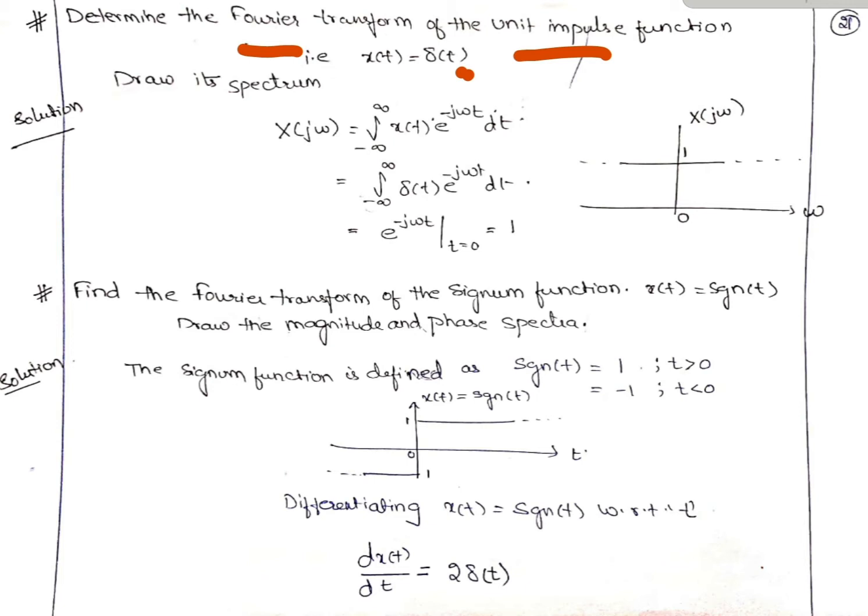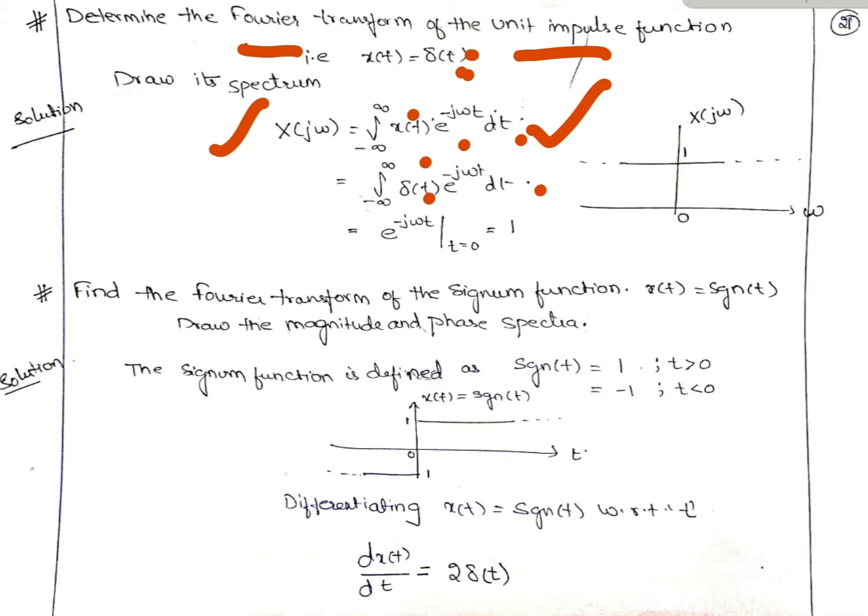Draw its spectrum. Now we know the formula: X of j omega is the integral from minus infinity to plus infinity of x of t e raised to minus j omega t dt. So let us take this equation and substitute x of t. X of t is nothing but delta t, so we have delta t e raised to minus j omega t dt.